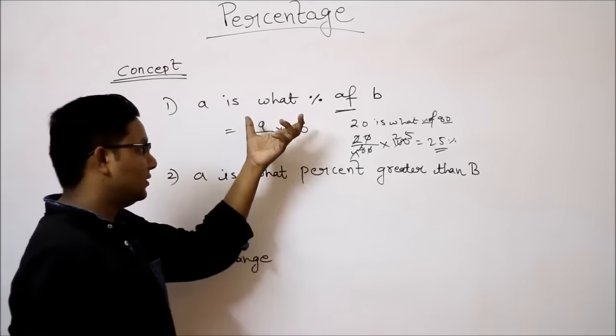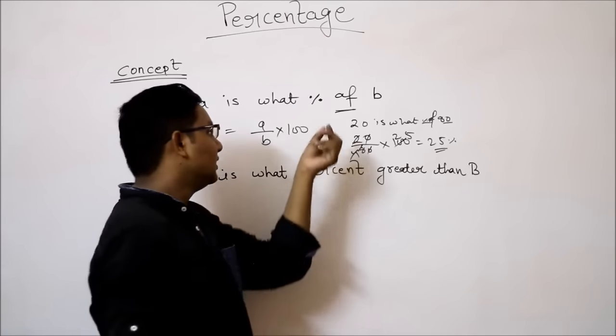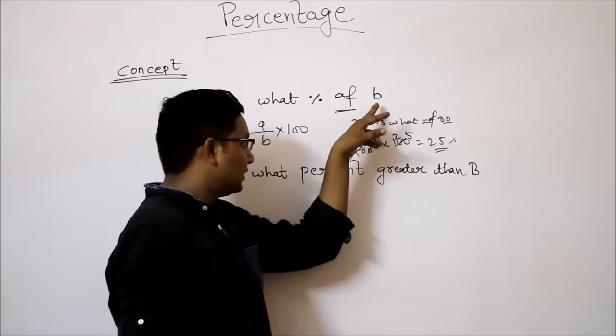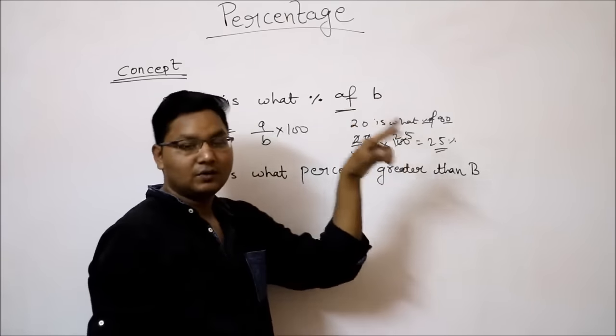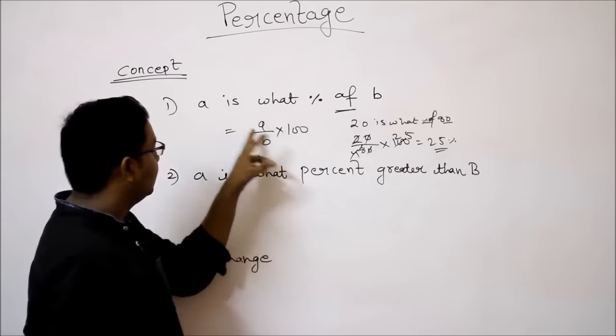I am not telling two more ways this can be asked, but one thing you have to remember is the term which is coming after "of" is in B. B is in denominator. The term which is coming after "of" will come in denominator. So here B will come in denominator. So this is the first concept.